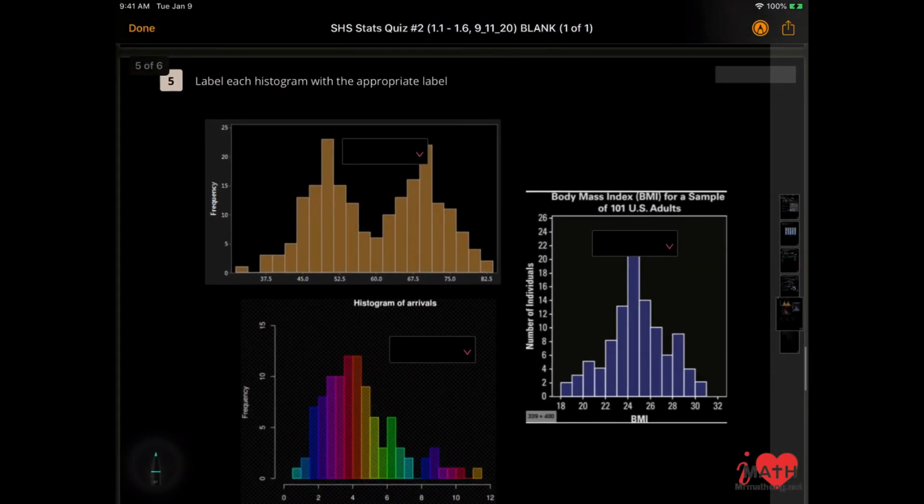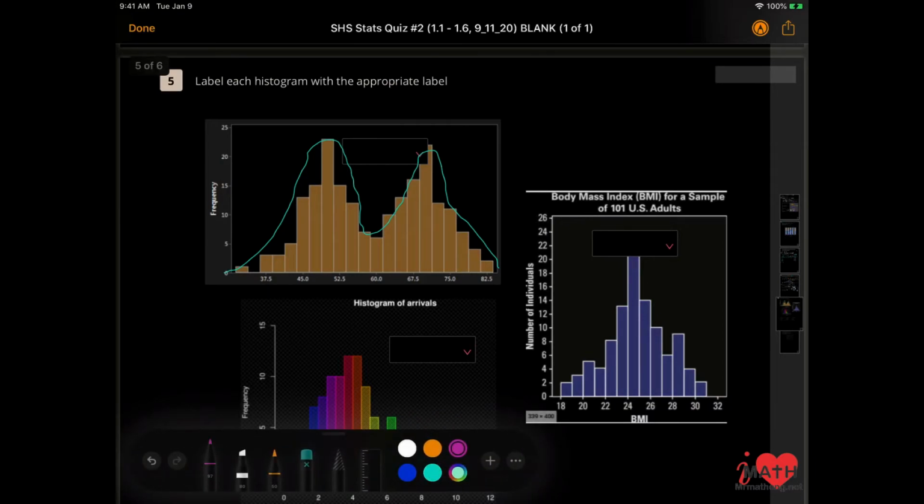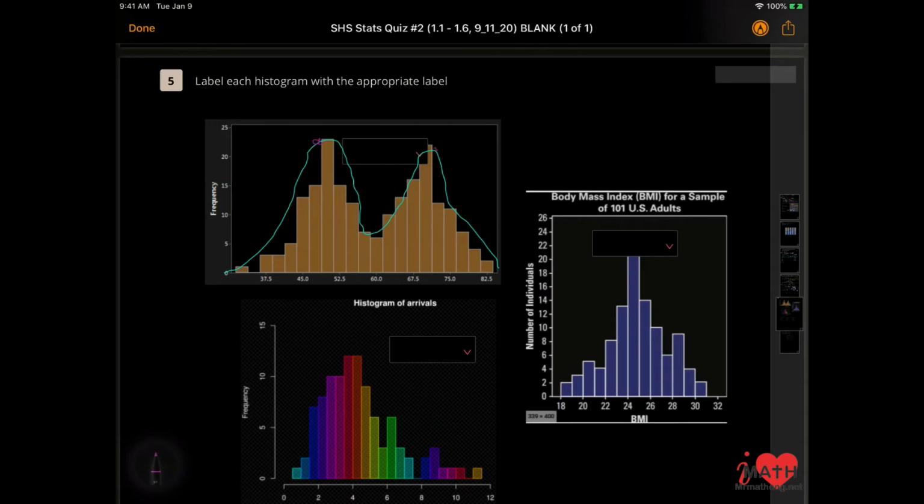Okay, number 5, label each histogram with the appropriate label. Remember, these are histograms, they are touching. And if you draw curves above your distributions, it doesn't look skewed. It looks kind of like two normal distributions, or we can say there are two peaks, tops of the mountain. 1, 2. Two means bi. So the answer would be bimodal.